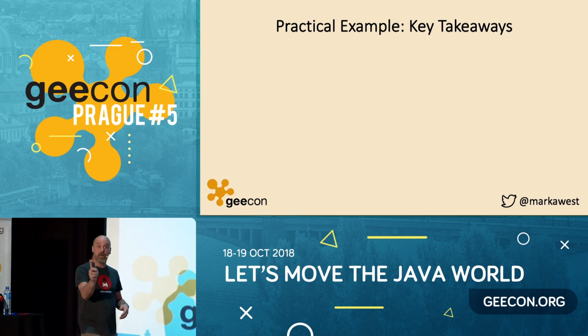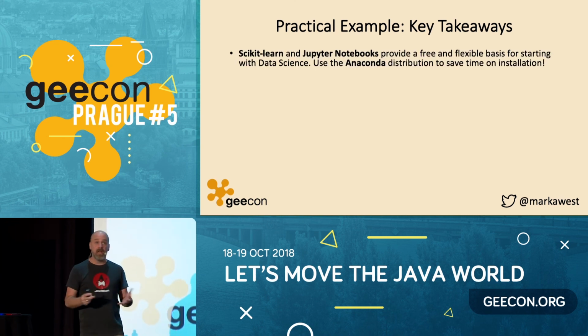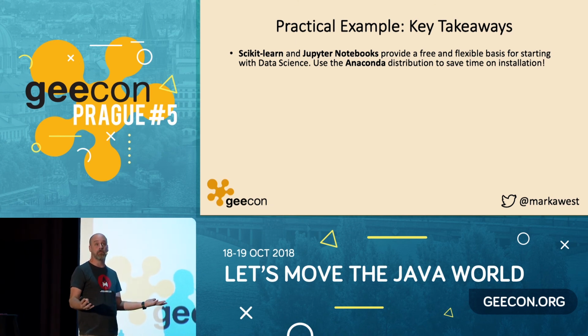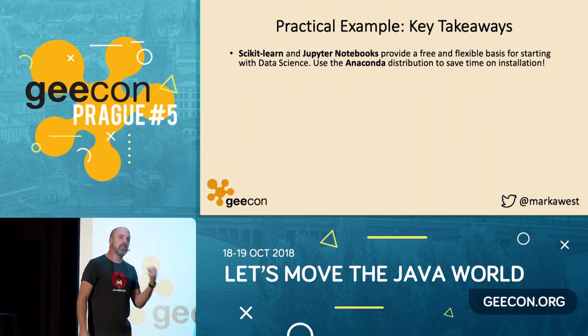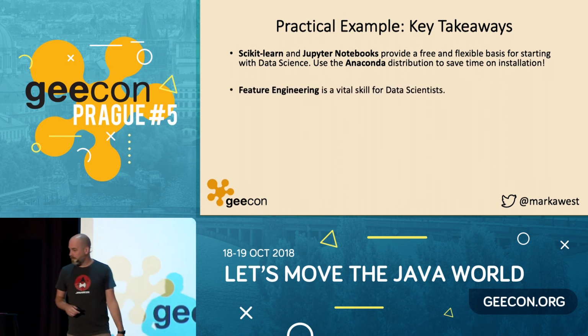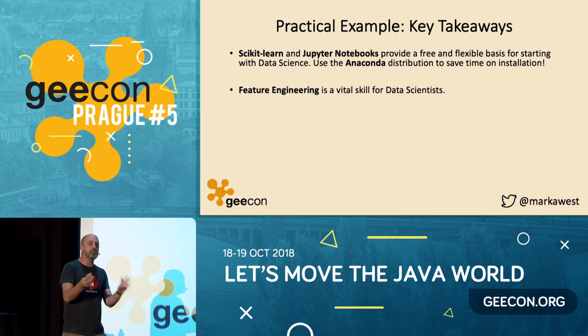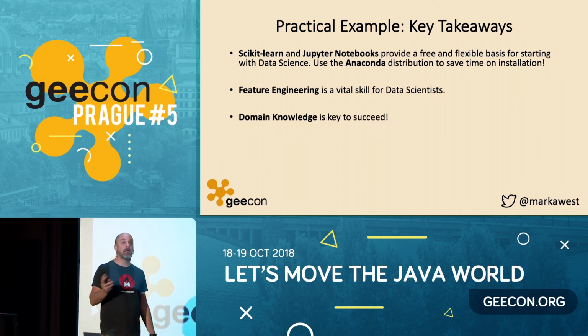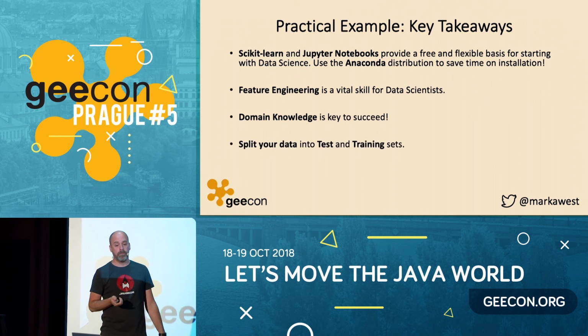Some key takeaways. Scikit-learn and Jupyter Notebooks are a really easy way to get started. You don't have to pay any money. It's free, right? You don't have to pay Google money or Amazon money. They're going to try and lure you in. But to learn the tools of the trade, just use free stuff. Feature engineering is vital. Actually manipulating your data is one of the biggest things you'll be doing as a data scientist. And domain knowledge, understanding the domain, if you don't know that, then you're going to struggle.